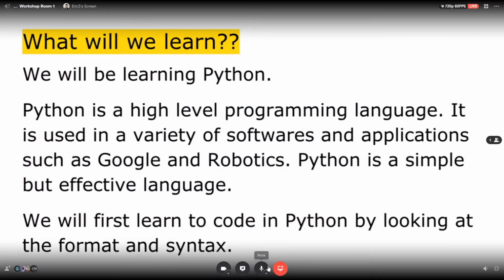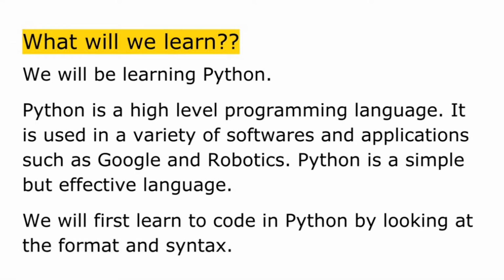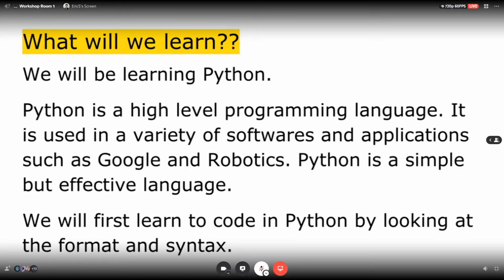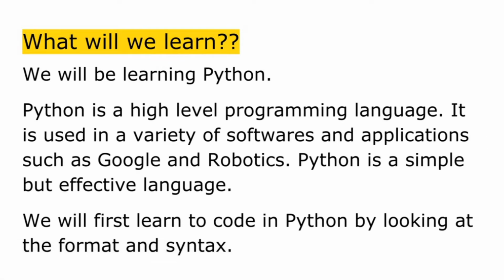Python is a high-level programming language. It is used in a variety of software applications used by Google, robotics, machine learning. Python is a simple but effective language. We'll first learn to code in Python by looking at the format and the syntax. You might be wondering what this high-level programming language means. Basically, it's just a fancy way of saying Python is a programming language that's very human readable.